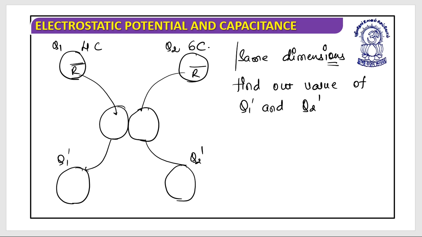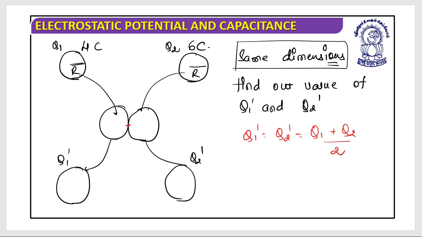So first thing you understand is that these two spheres are having the same dimensions. I have written this in the first unit, electric charge and field. When two spheres or two objects having the same dimensions are brought into contact, they are going to share the charges, and after sharing of the charges, the new charges q1 dash or q2 dash would be equal to q1 plus q2 divided by 2.